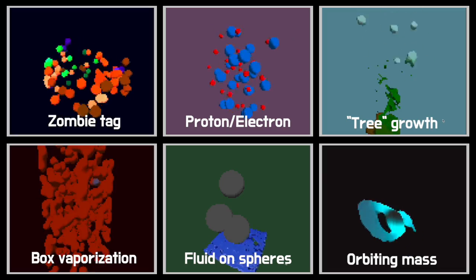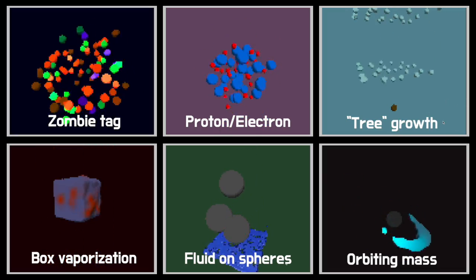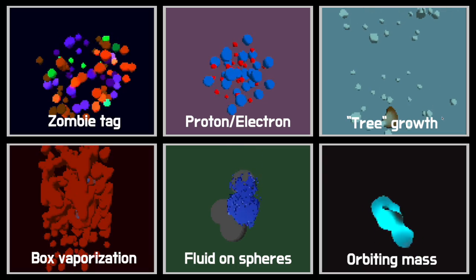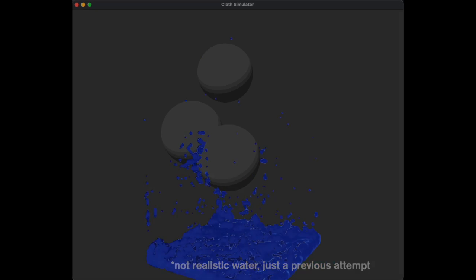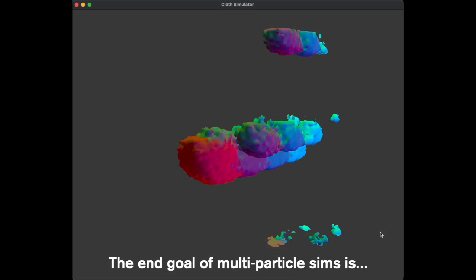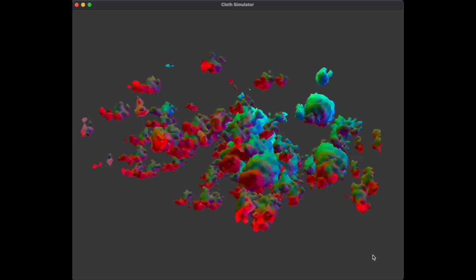I think that there's a lot of potential with a project like this. We were able to accomplish a lot with our simple, cartoony style, right? But think of what you could do if you could combine realism into it. Like, what if you had realistic looking water with incompressibility, right? I feel like the end goal of multi-particle simulations would be something where you can actually simulate the real world at the atomic level.